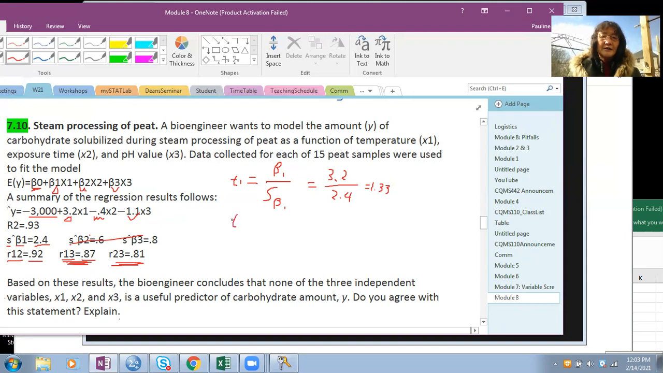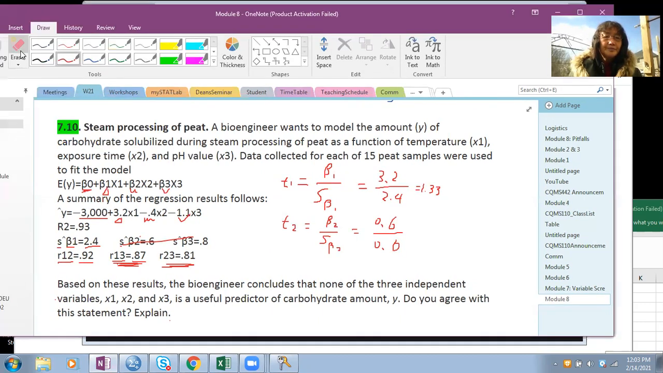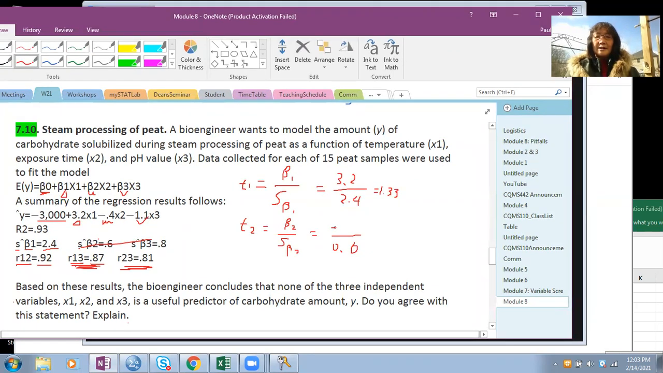So similarly, you can calculate the test statistic for x2. So it is beta 2 over standard error of beta 2. And beta 2 is negative 0.4, and the standard error for beta 2 is 0.6. And the result of this is negative 0.67.